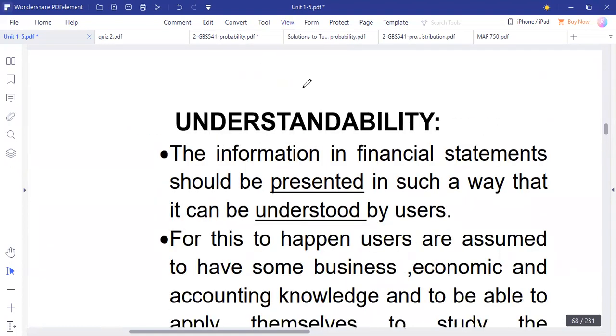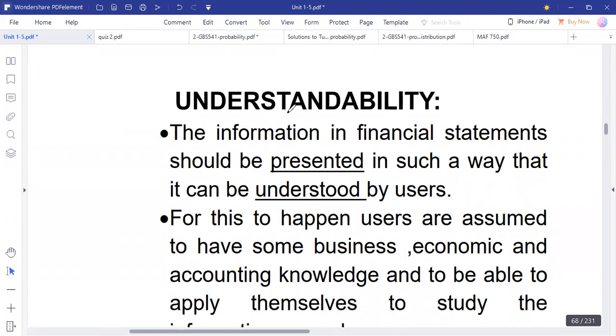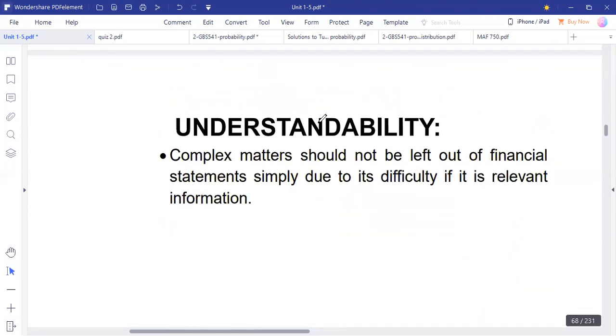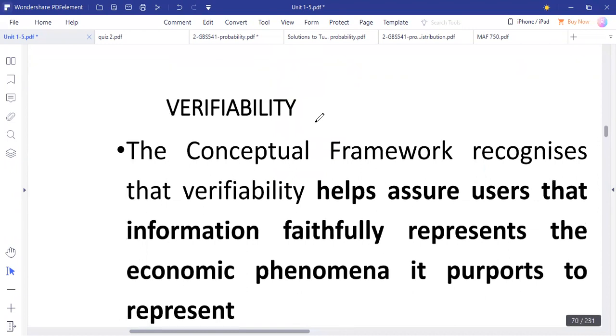Understandability, this attribute, we mean that information must be presented in such a way that even a layman can understand it, you and me, the basic users. For this to happen, users are assumed to have just some basic business or economic knowledge about accounting, and they just need enough to know how it may be appropriate to them, so it must be understandable. If it's complex, it will not benefit the end user. It will be like econometrics to them.